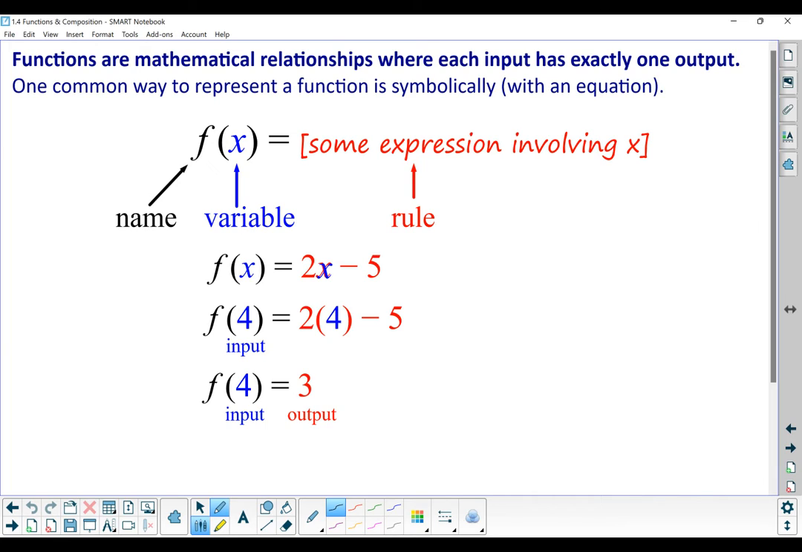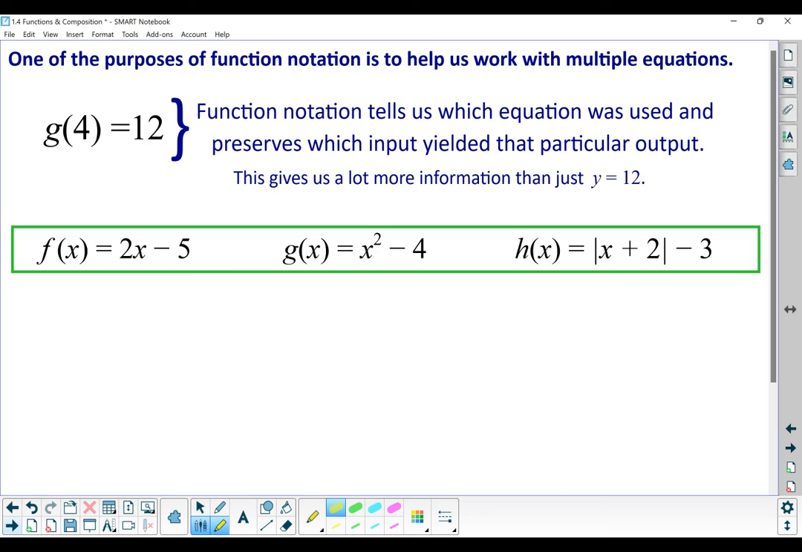to calculate the output. So for example, maybe I have the function f of x equals 2x minus 5. Well, what that tells me is if I'm wondering what f of 4 is, I would input 4, and I would do 2 times 4, and then I would subtract 5, and so my output for the function would be 3. So the reason that we give functions names instead of just saying y equals is that it gives us more information and it allows us to work more clearly with multiple equations at the same time.